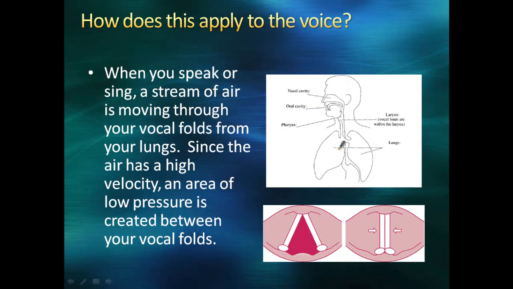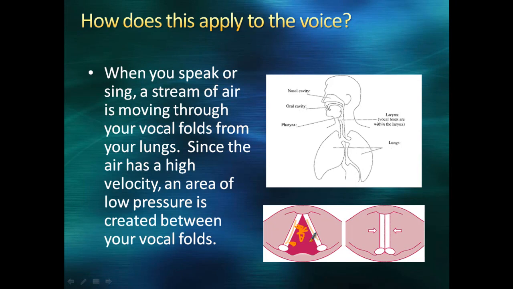It's also how we can change our voice, why we sing. So when you speak or sing, a stream of air is moving through your vocal folds from your lungs. So since the air has a high velocity, an area of low pressure is created between your vocal folds. So here's your vocal folds right here. We breathe outwards, so we got air coming out here. So we have a velocity of air coming towards us. And it's going to cause your vocal folds to come into each other. These guys are going to go in a little bit.